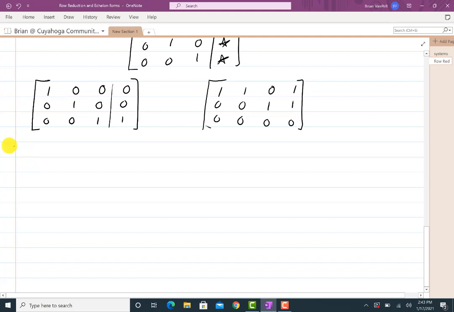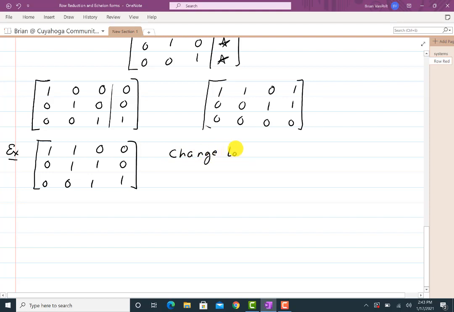Now, what if you're given one that is not in reduced format? So suppose you have something like this. And you want to take that and change it. So I want to change it to reduced echelon form using row operations.